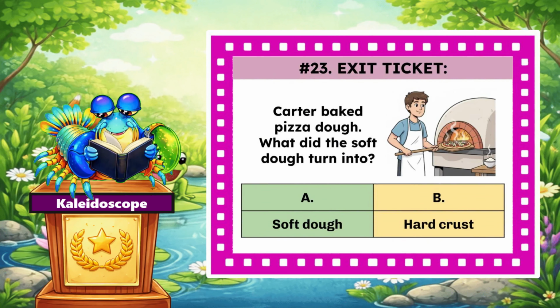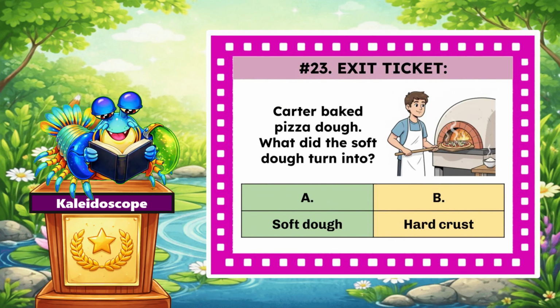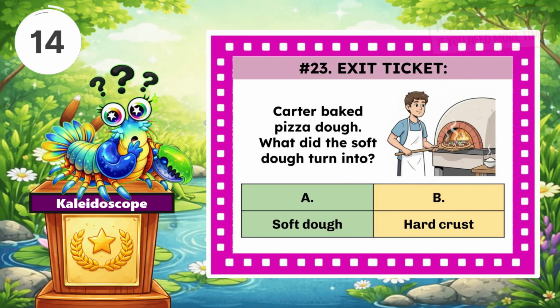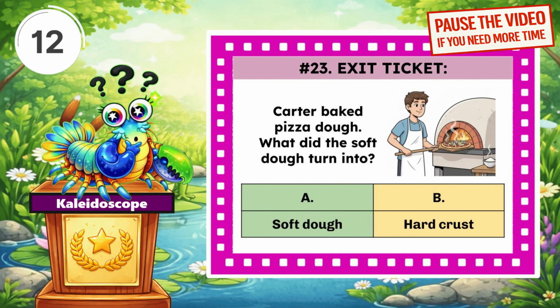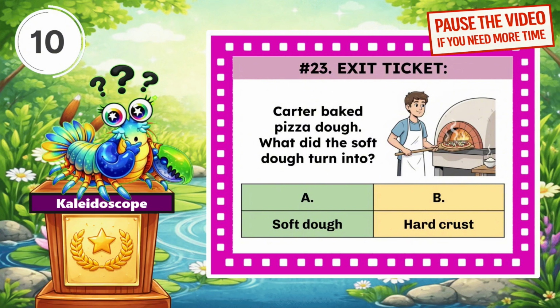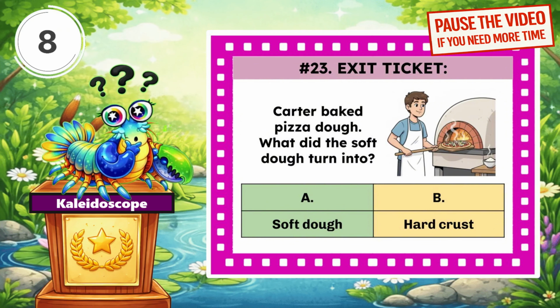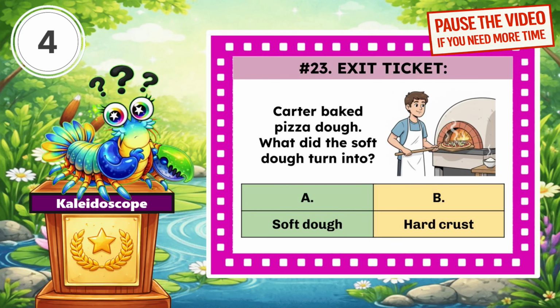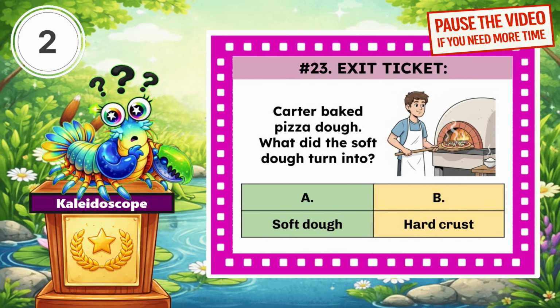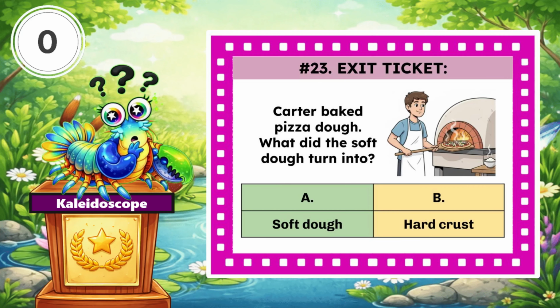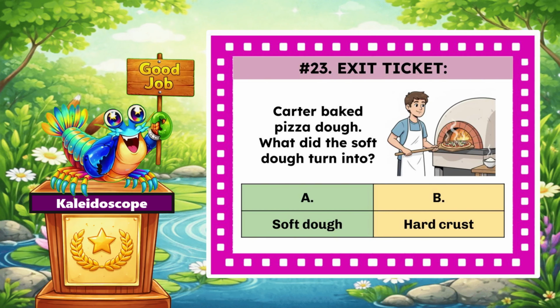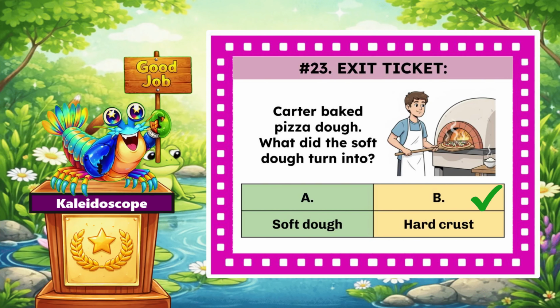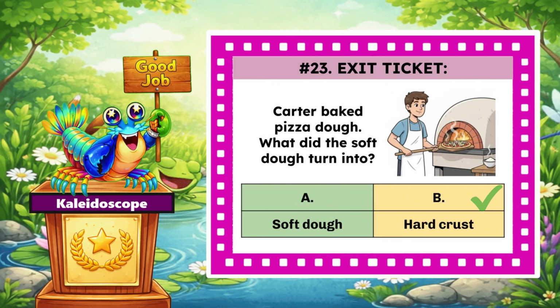Carter baked pizza dough. What did the soft dough turn into? And the correct answer is letter B, hard crust.